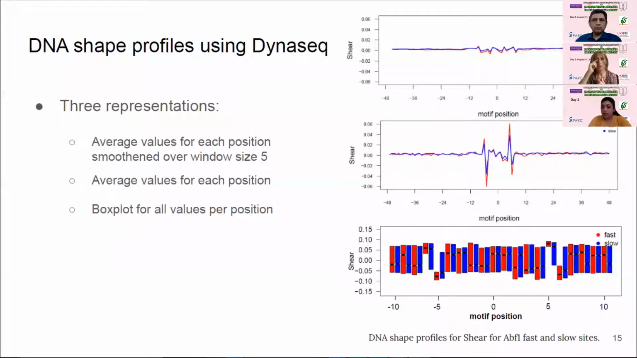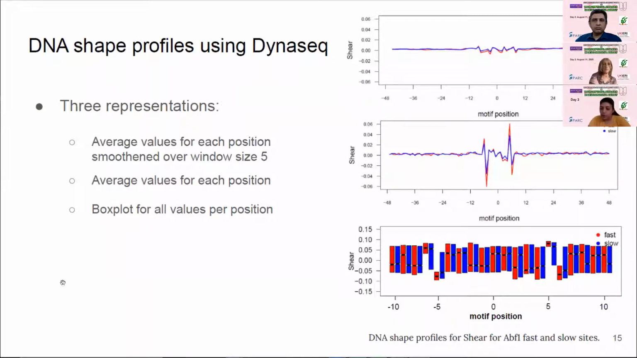So we do not know if there is a specific difference between these fast and slow sites as such, or if that difference is significant enough. So what we did is we took the position-wise values of all of the binding sites that were available to us for a specific conformational parameter, and we plotted the box plots of those values.